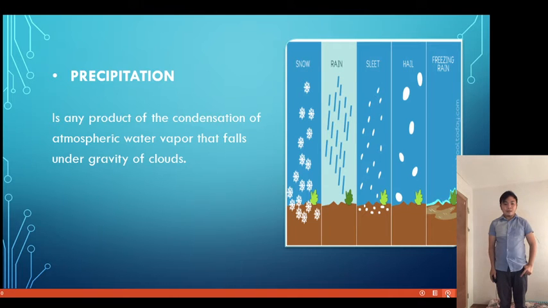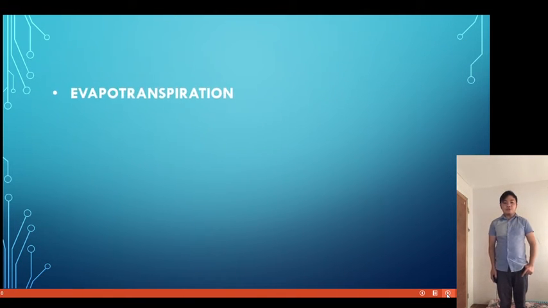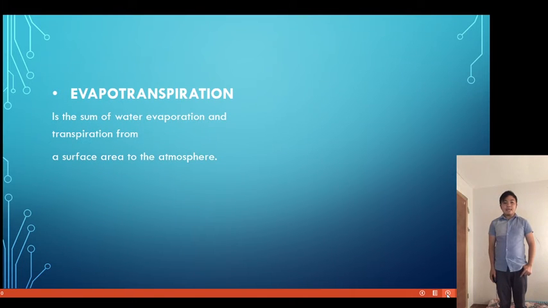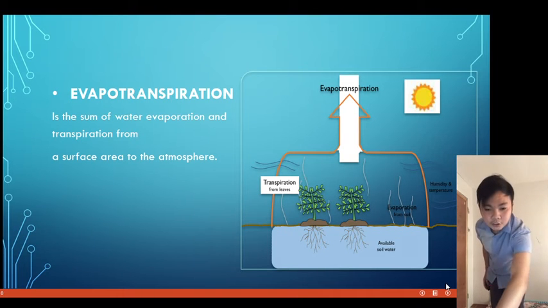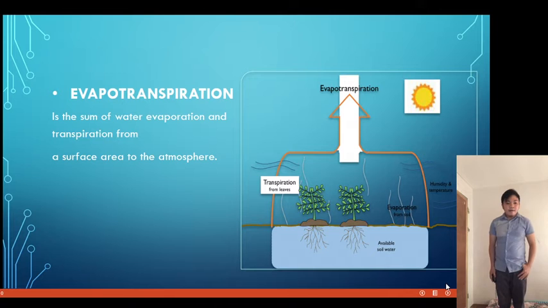Next is evapotranspiration. What is evapotranspiration? It's the sum of water evaporation and transpiration from a surface area to the atmosphere. Evaporation accounts for the movement of water to the air from sources such as the soil and canopy interception. Here's the picture as a sample. It's a typical plant. Any plant found in the landscape absorbs water from the soil through its roots. That water is then used for metabolic and physiologic functions. That water is eventually released to the atmosphere as vapor via the plants' stomata.